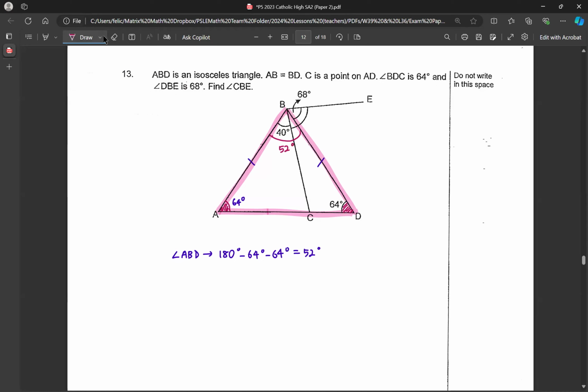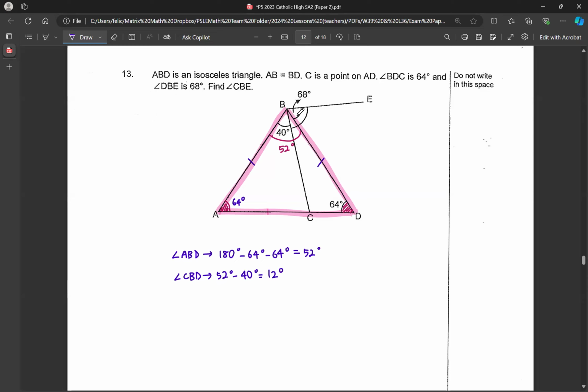Now, can you see inside the 52, I have the 40 also. That means I can find this small angle here, CBD. So let's put that out, angle CBD. You can just use your 52 minus 40. So CBD here is 12 degrees.